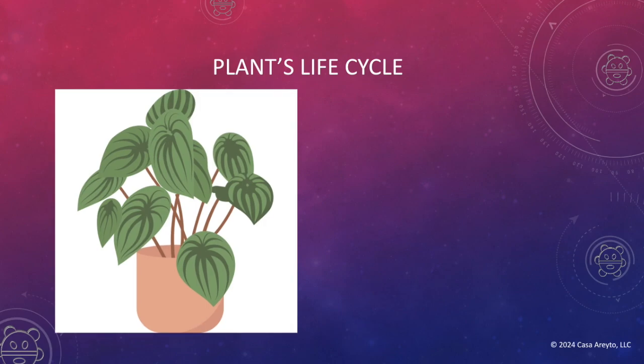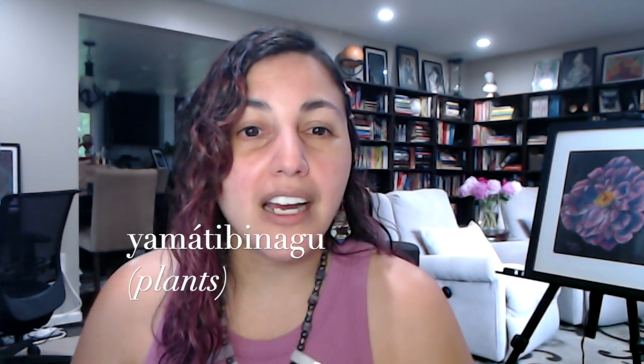Now that this beautiful object has its roots, stems, and leaves, we're going to call it yamatibi. What do you think yamatibi means in Taíno? Yes, it means plant. Now the yamatibi nagu, the plants, are going to grow something special. It's going to help them propagate. That means to create more of themselves.